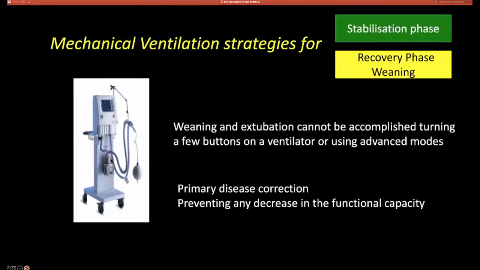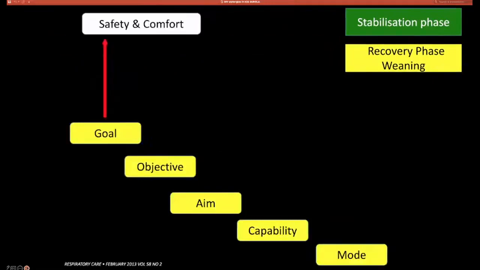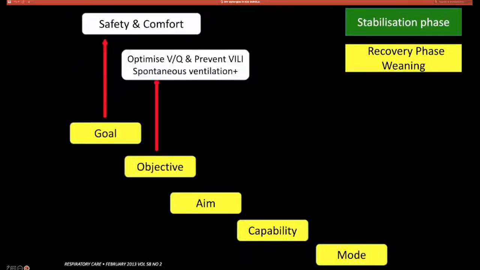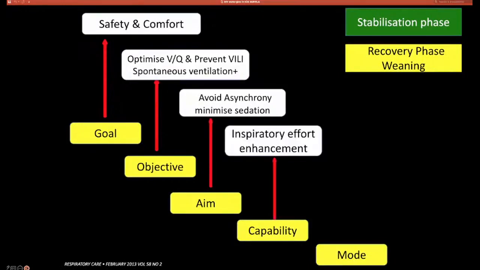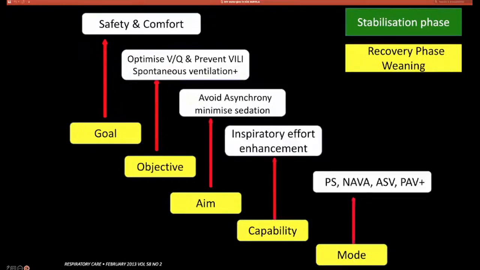Ventilator is just trying to keep the patient stable, and when you sync it with the functional capacity and the disease evolution, you will never go wrong. So what is the goal here? It is safety and comfort. We optimize, again, safety has to be there, but most of the time we try to put them on spontaneous ventilation, avoid asynchrony, minimize the sedation, and enhance inspiratory effort. Most of the modes used here are pressure support, NAVA, volume support, adaptive support ventilation, or proportional assist ventilation.